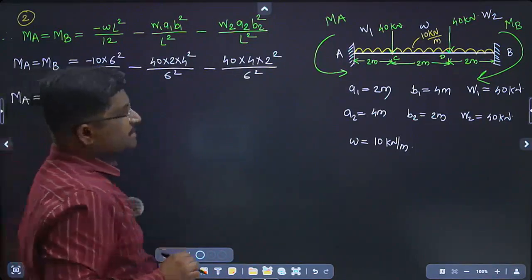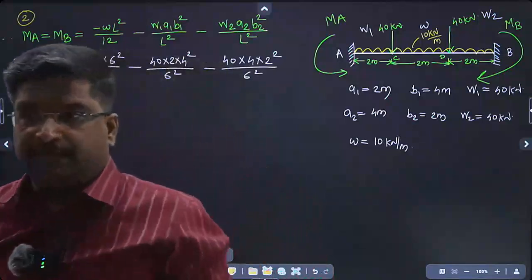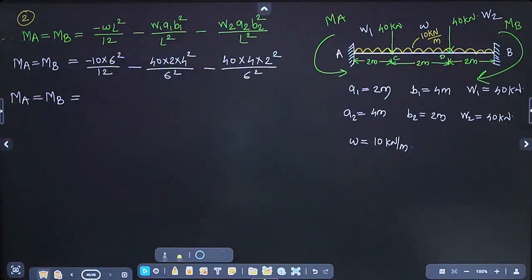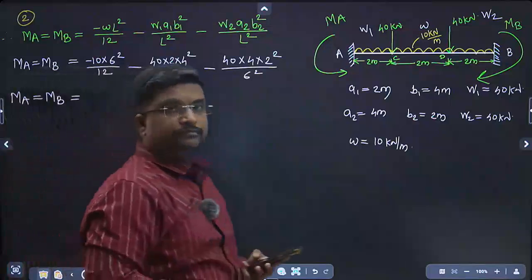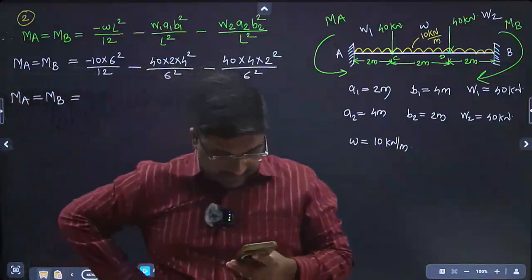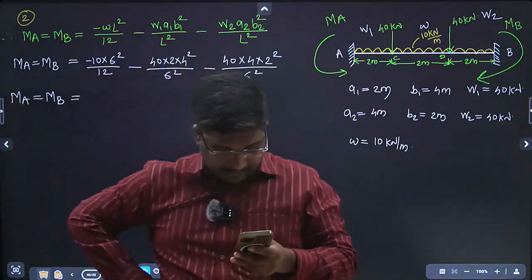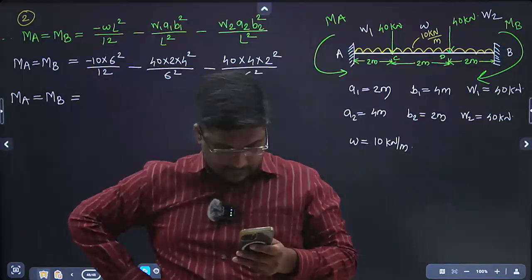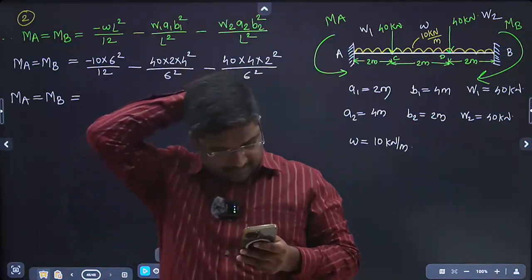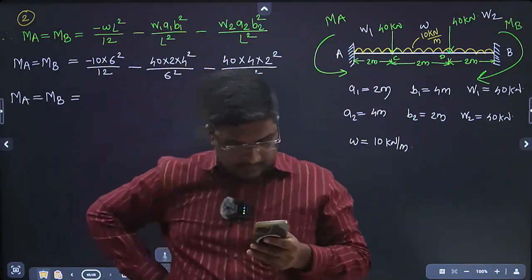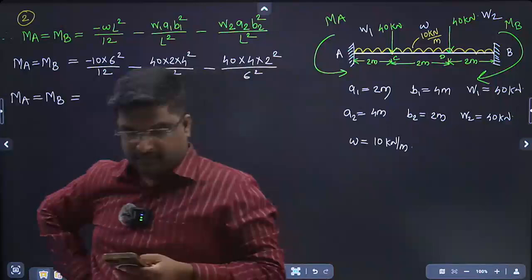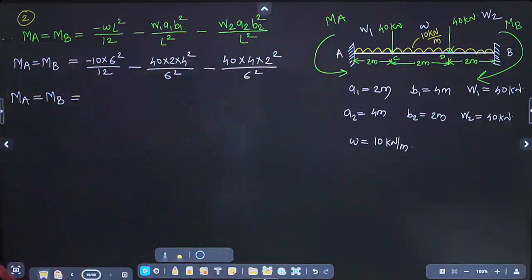Find out the answers of MA and MB. Find out the answer of capital MA and capital MB. Put the values and tell me the answer. MA and MB will be same this time because it is symmetrically loaded.